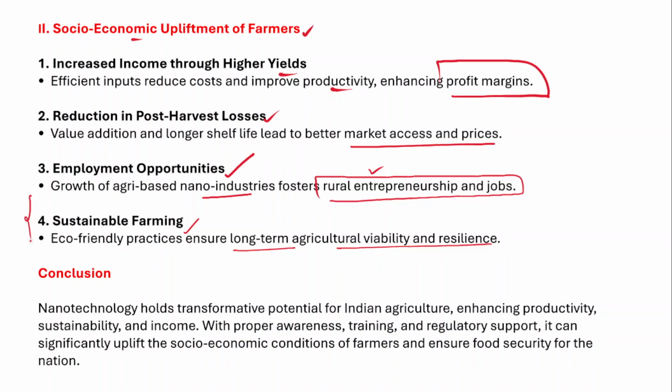And in the conclusion, you just have to mention the transformative potential of nanotechnology in Indian agriculture, because it could enhance the productivity in agriculture, it could make agriculture more and more sustainable, and it could potentially increase the income of the farmers, help double the income of the farmers. However, proper awareness, training, and regulatory support can significantly uplift the socio-economic conditions of the farmers, and ensure food security for the nation as well, right? So that's how you need to address the demand of this particular question.